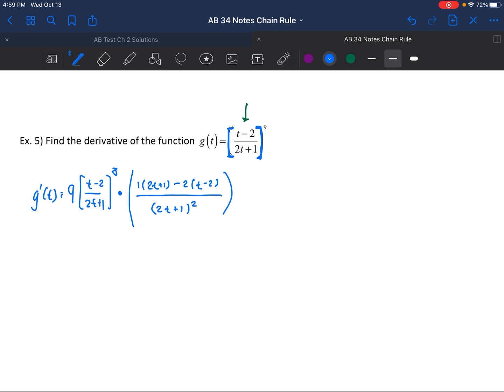And we can, of course, neaten that up. I'm going to rewrite that as 9. We've got t subtract 2 over 2t plus 1 raised to the 8th. Up top, I've got 2t subtract 2t. I've got 1 add 4. It's going to be 5 for 2t plus 1 quantity squared. We can manipulate, group other terms, but that looks good for now.